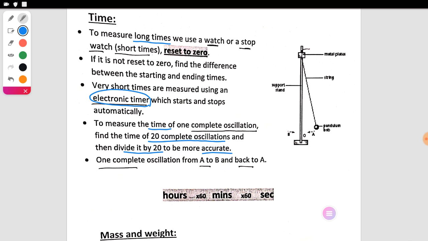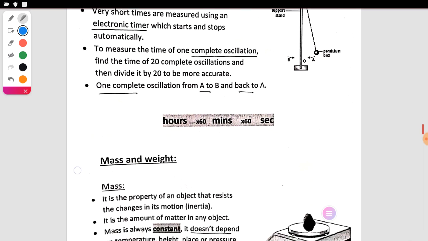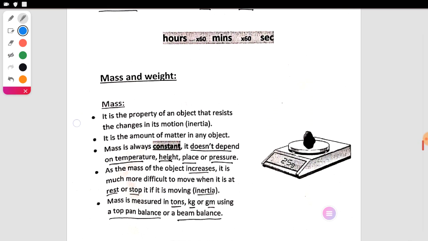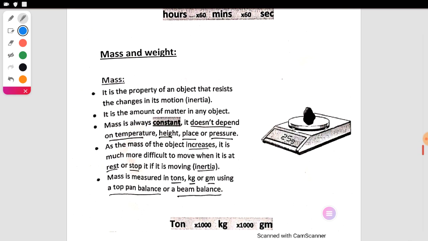If the time is measured in hours, we convert it into minutes by multiplying by 60. When the time is in minutes, we multiply by 60 to convert it from minutes to seconds. From hours to seconds, multiply by 60 times 60, or 3600. This is the second point for the basic quantity.